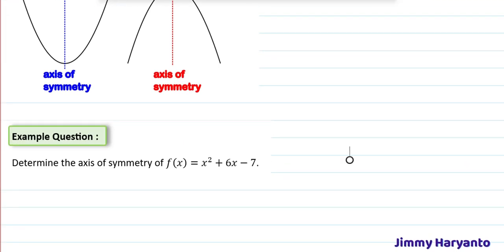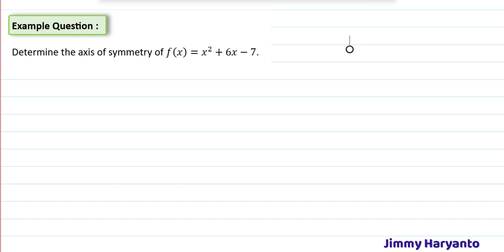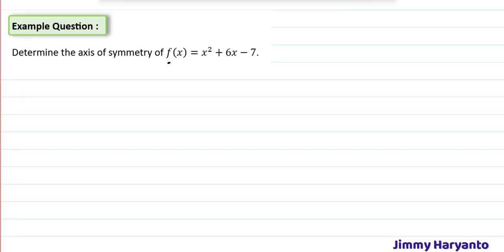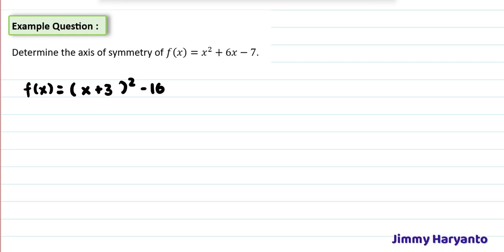Example question: determine the axis of symmetry of f(x) = x² + 6x − 7. We already did this before. We already made it into the completing square form. I will copy the completing square form: (x + 3)² − 16. And we also have the vertex from before: (−3, −16).